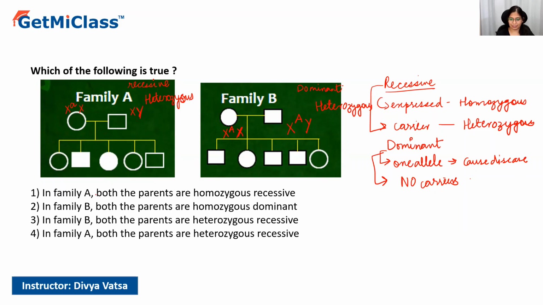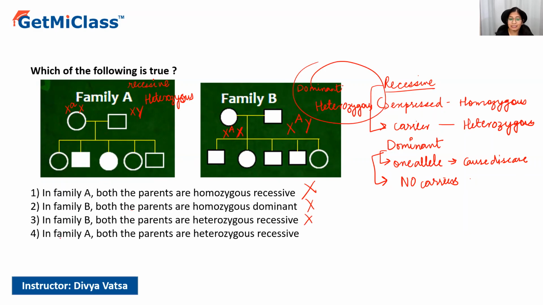Now let's have a look at the options. In family A, both the parents are homozygous recessive. No, we just found out they are heterozygous recessive. In family B, both the parents are homozygous dominant. No, they are heterozygous dominant. Option 3, in family B, both the parents are heterozygous recessive. That is also not the case. We see they are heterozygous dominant.